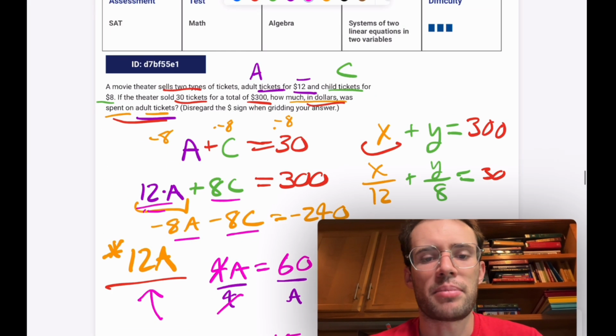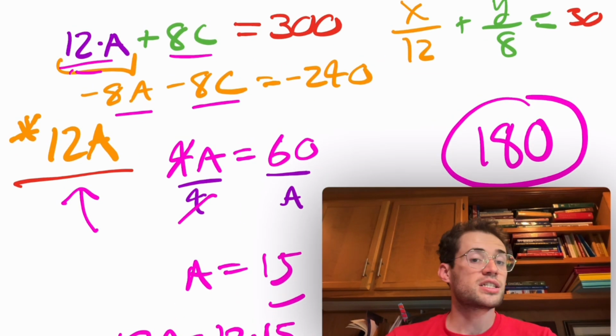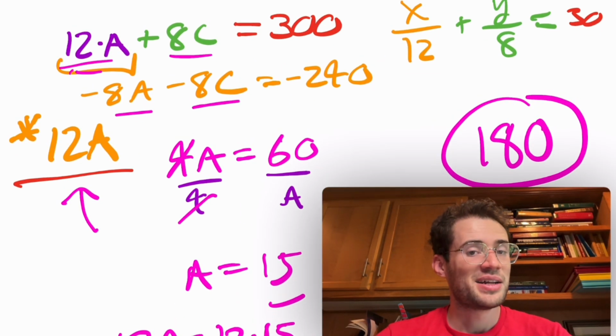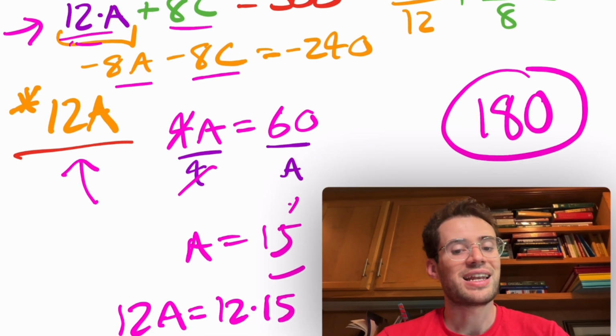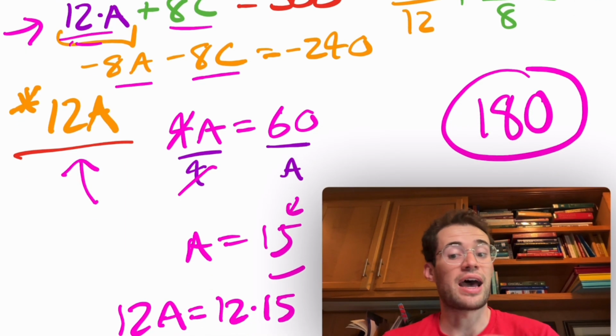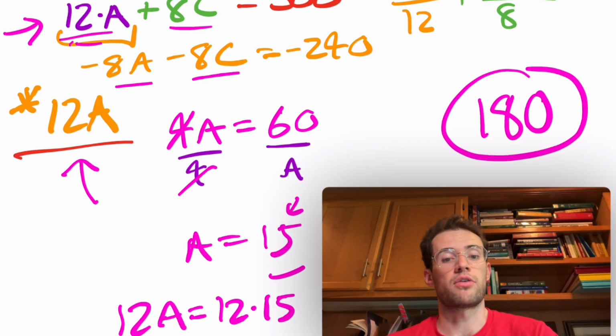Again, they say do not bubble in or grid in a dollar sign, just write 180. Now again, if you want to check it on your calculator, you can. Just note, if you use these first two equations I wrote, then the point you're going to find is the 15, not the 180. So then you could still do it on the calculator, multiply that 15 by 12.